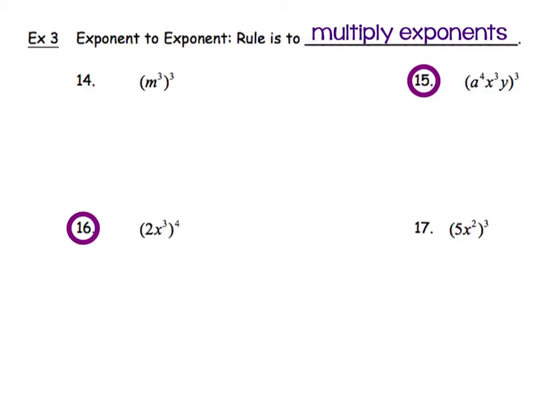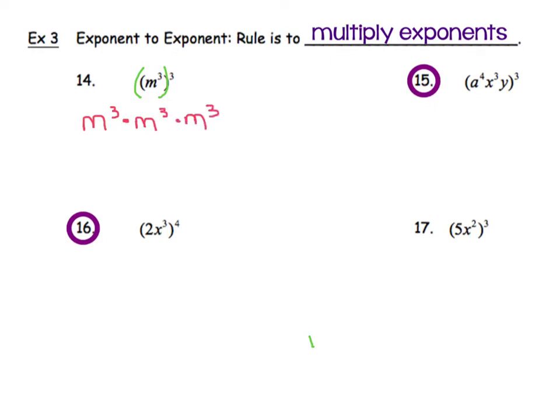Alright, now we're going to be doing exponent to exponent. Okay, so notice in these situations, we have parentheses here, and there's an exponent outside of the parentheses. Well, what that means is that whatever is inside the parentheses is being multiplied that many times. So for example, on number 14, I have m to the 3rd power inside of these parentheses. Now outside my parentheses is a little 3 as the exponent. So what it's telling me is that I'm taking what's inside my parentheses and I'm multiplying it 3 times.